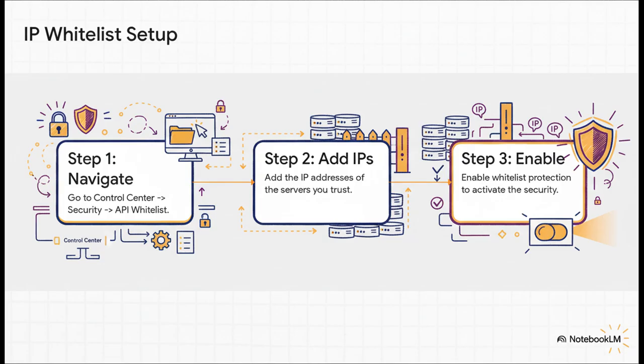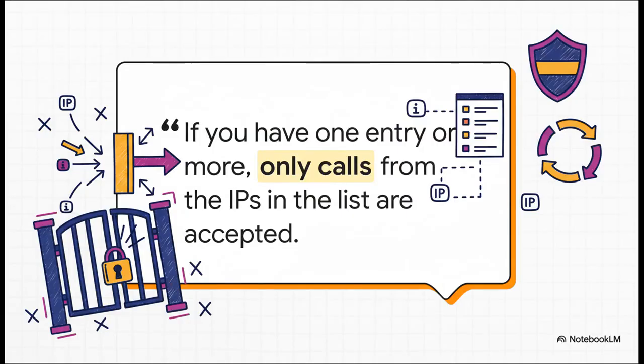And the best part? Setting this up is actually super simple. You just head over to the security section in your control center, find the API whitelist, and you start plugging in the IP addresses of the servers you trust. It takes just a few clicks, and bam, your perimeter is massively reinforced. And here's what makes this so incredibly powerful. This isn't some halfway measure. The moment you add even one single IP address to this list, the gate effectively slams shut for the entire rest of the internet. It's an all-or-nothing security lockdown, and it's fantastic.